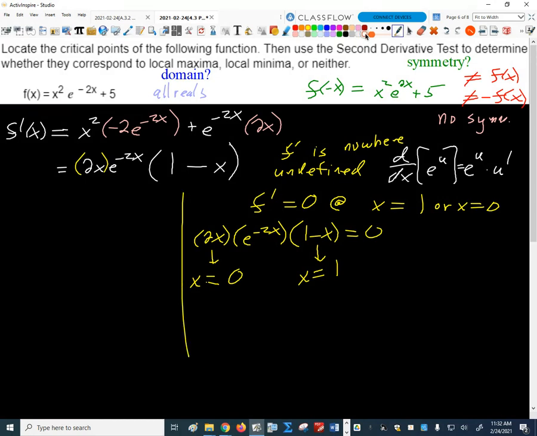Let's take a second derivative. So how do we want to do this? Honestly, I would probably just differentiate this top one up here instead of having to do all these products. It's not a huge crime if you don't differentiate that first row, but I think that's what I would do. I'm going to rewrite this here as negative 2x squared e to the negative 2x plus 2x e to the negative 2x.